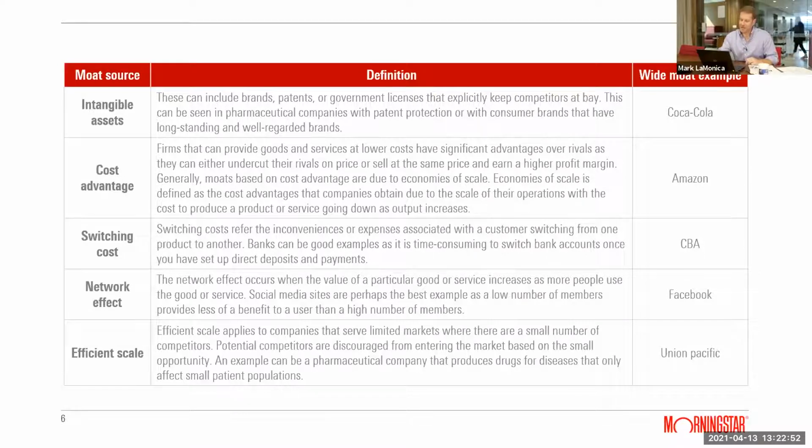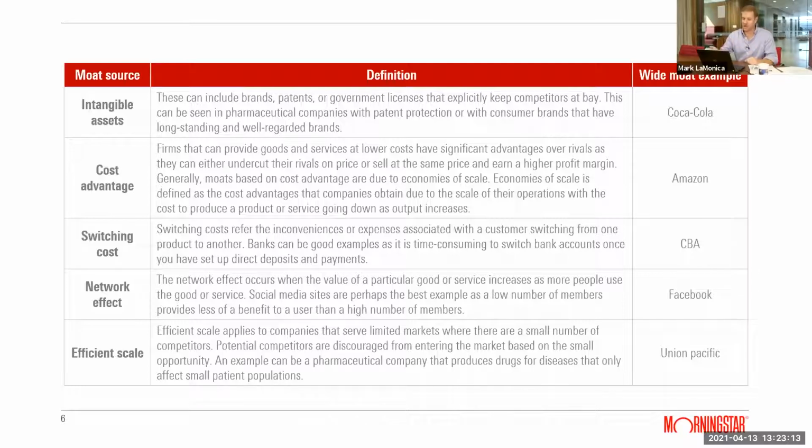But that's an example where Facebook, the fact that most people are on Facebook, makes it a more valuable good and service, and certainly makes it that way for advertisers, because they can go on there and market to you. Efficient scale. So efficient scale basically refers to a company that's serving a very limited or niche market.